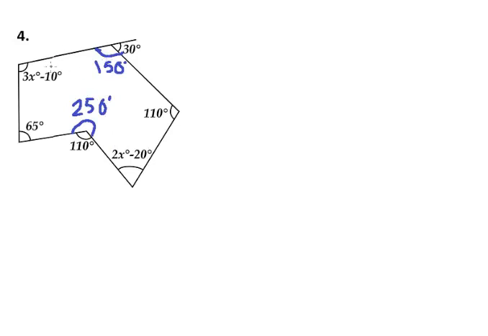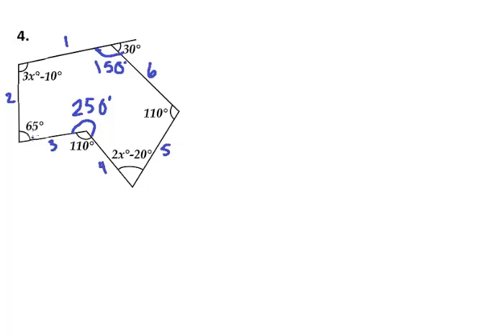Now what am I going to do next? Well, I'm going to add each internal angle, and the sum of all of them should be equal to what? It depends on the number of sides. How many sides does this figure have? This figure has 1, 2, 3, 4, 5, 6 sides. That means the sum should be equal to 720.